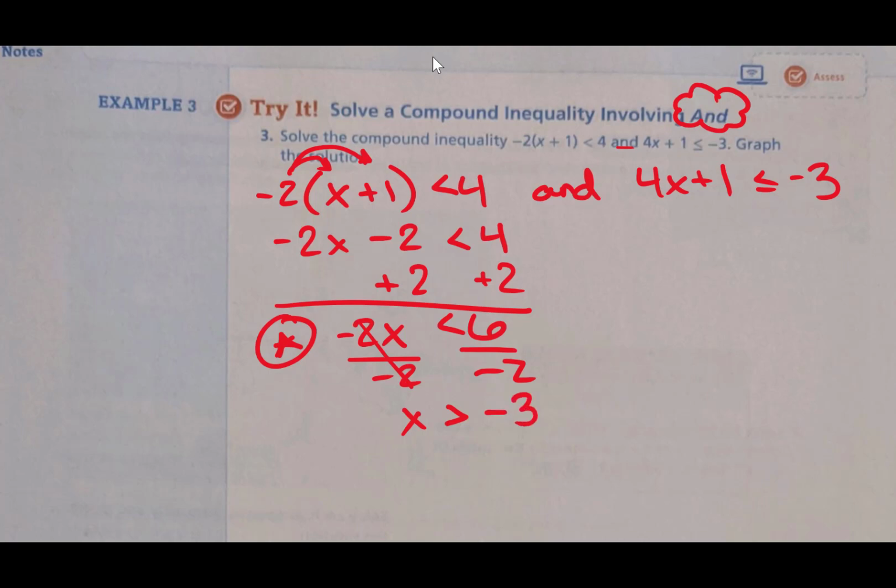And again, it's a 2 for 1, so we got to do the other one. We'll subtract 1 to get our x.